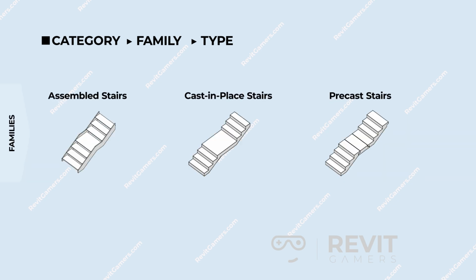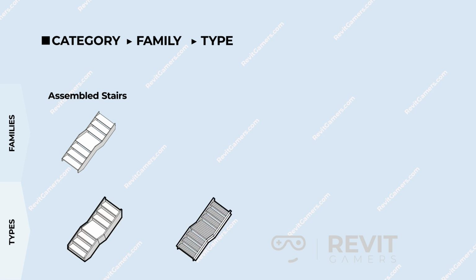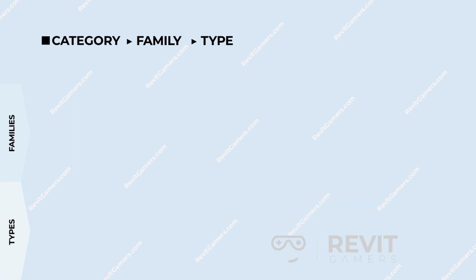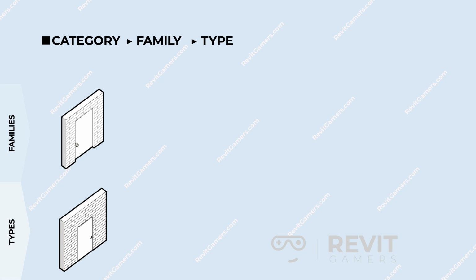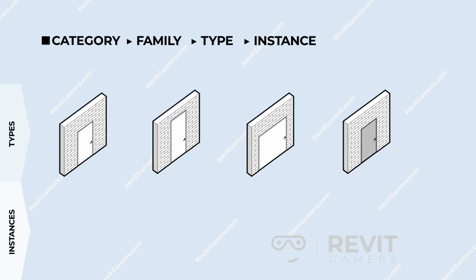For each of these 3 stair families, we can generate so many different types. Focusing on the assembled stairs family, we can create some types like a timber board stair, an industrial-looking stair, or an open riser. Also, a single swing door family can have various types. Considering this type as a regular-sized door, we can generate other door types with a different height, a different width, or a different material.